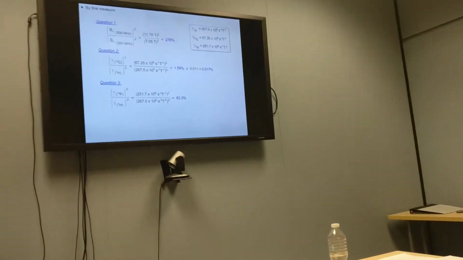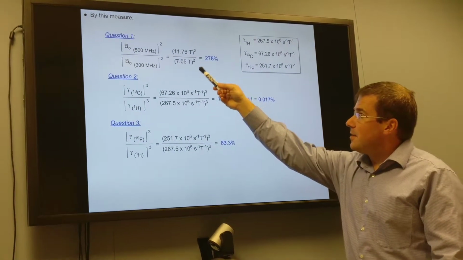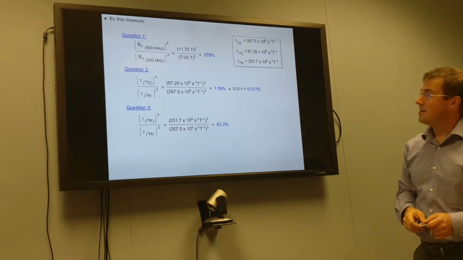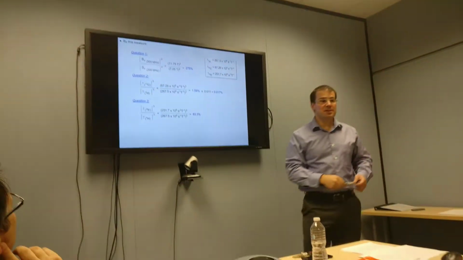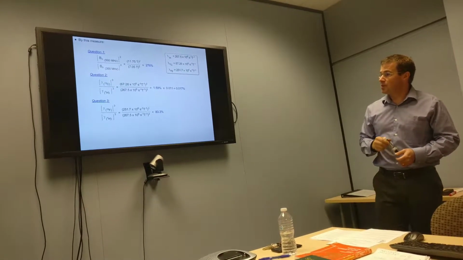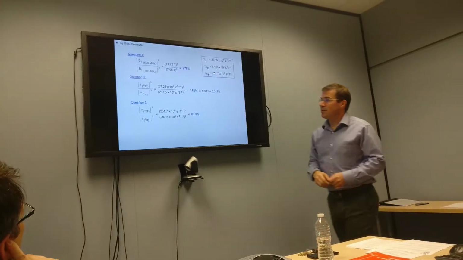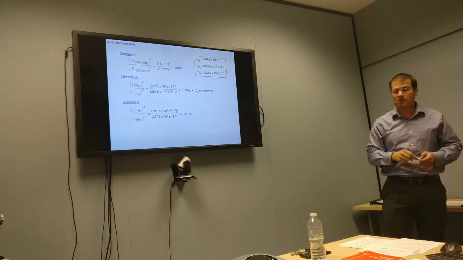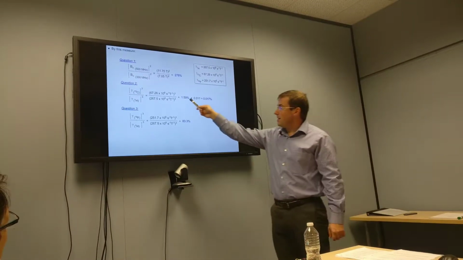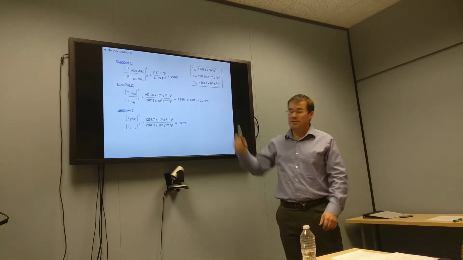So, for question 1, if we plug all these numbers together, going from a 500 megahertz to a 300 megahertz experiment, we need to square the values there in Tesla. That gets us to our 278% change in sensitivity. Likewise, for question number 2, we need to be cubing these magnetogyric ratios, not just taking the simple ratio of the magnetogyric ratios, it's the ratio of the magnetogyric ratio cubed. And that's how that 1.59% number comes from. And then that's multiplied by the natural abundance.